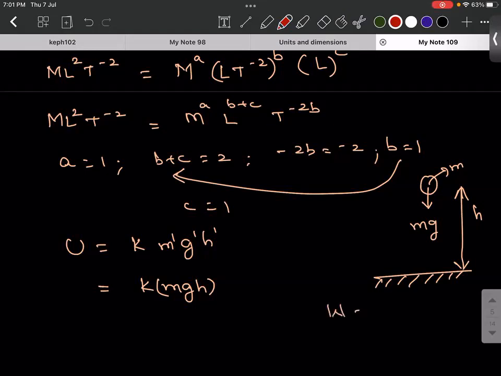So if I calculate the work done by gravity, what is the formula for work done? Force into displacement. What is force? mg into displacement is h. So what is this, mgh? Actually, energy doesn't have a formula. I repeat it. Energy doesn't have a formula. It only has a definition, capacity to do work.